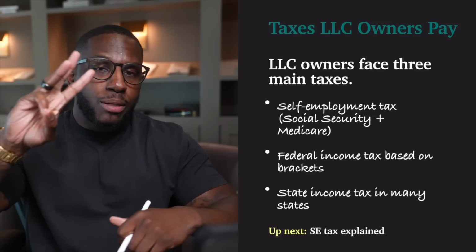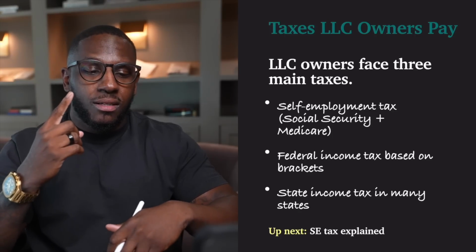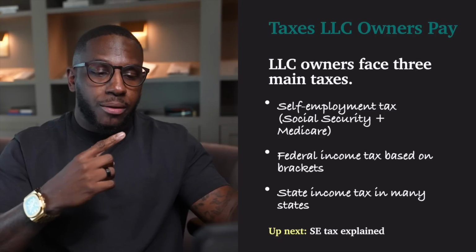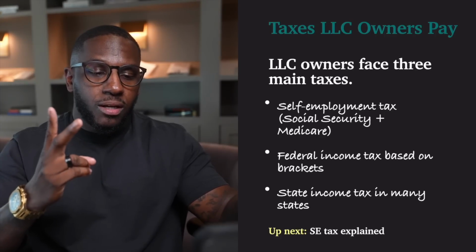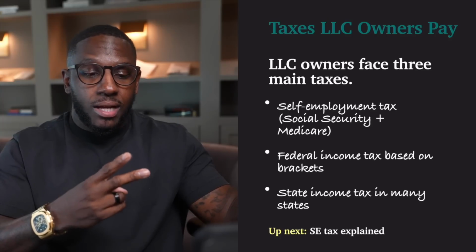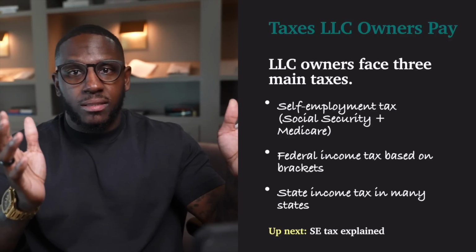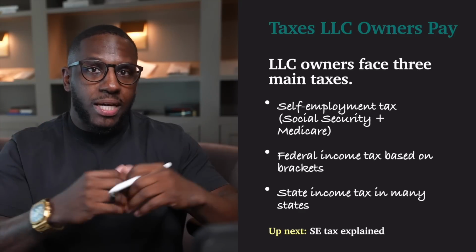So what taxes actually apply to the owners? Well, they face three main taxes. The first one is self-employment tax. That's Social Security and Medicare. The second one is federal income tax based on their tax bracket. And the third one is state income tax in many states. Some states don't have state income tax, but most do.